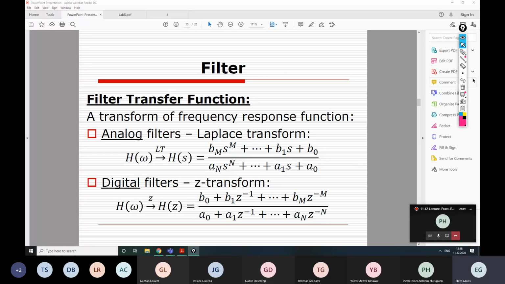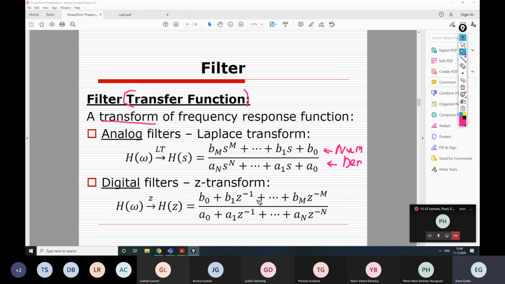So another common topic is the filter transfer function. Transfer function is basically a transform of the frequency response. For analog filters, it's Laplace transform, and for digital filters, it's Z transform. In both cases, this transfer function is written as a division of two polynomials, right? So we have a polynomial in the numerator with some coefficients b, and a polynomial with coefficients a in the denominator.